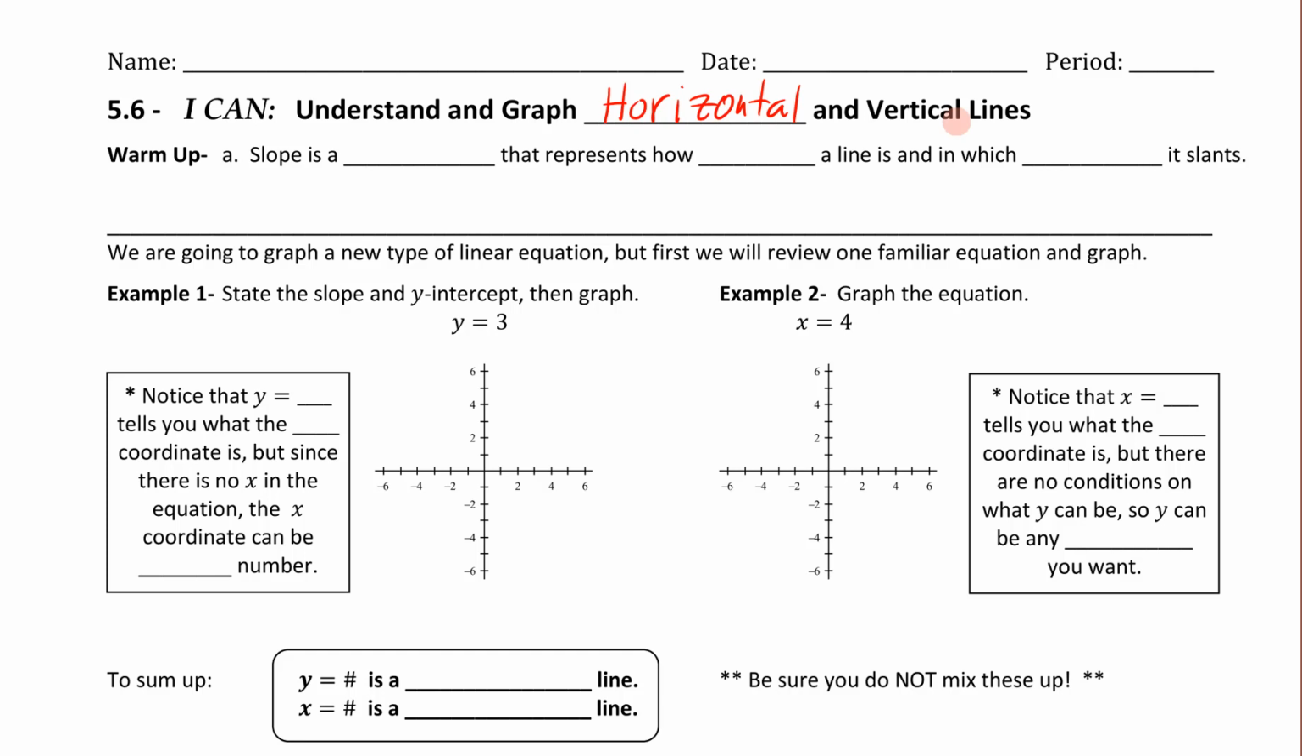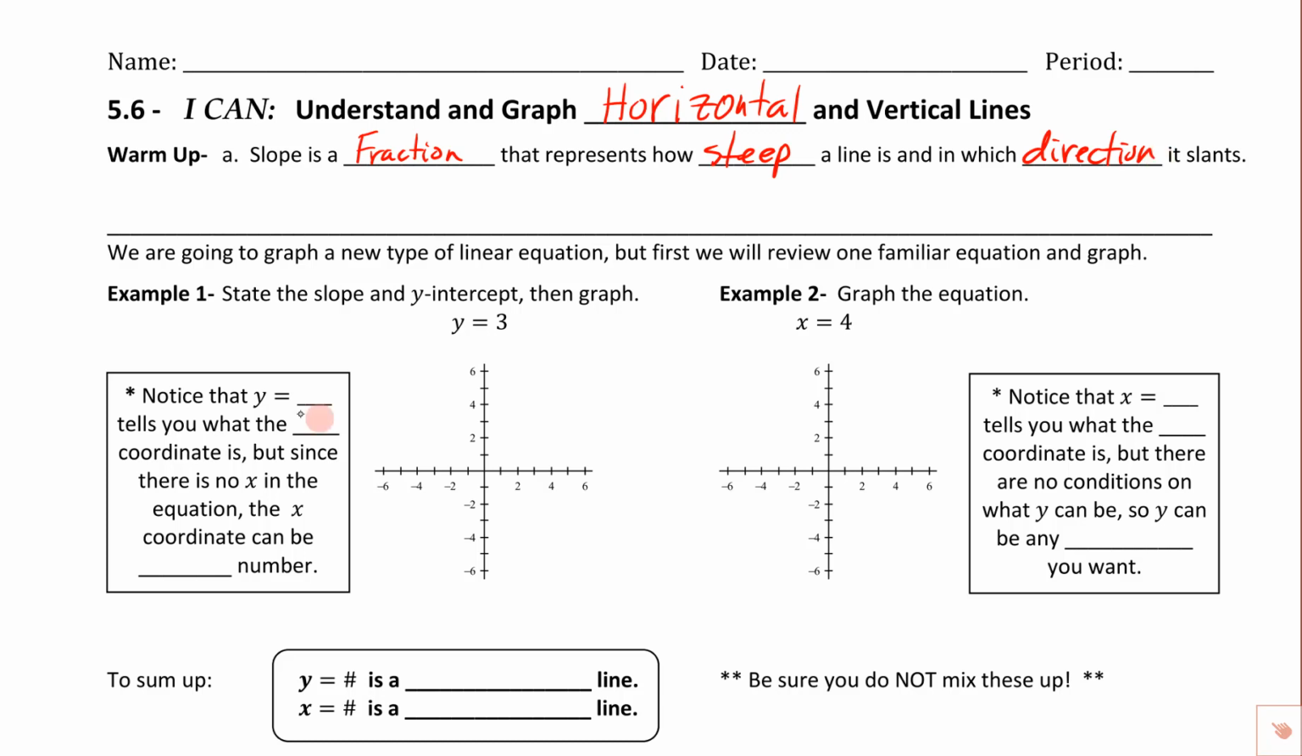All right, so a quick warm up here. You should know the answer to this. You should be able to rattle this off anytime. So if somebody said, what is slope? Slope is a fraction. So let's write the word fraction right there. And remember, it's a fraction that represents two things. It represents how steep the line is, and it tells us in which direction the line slants. Okay, so keep that in mind as we're talking about this, because we've got some unique situations to deal with here.